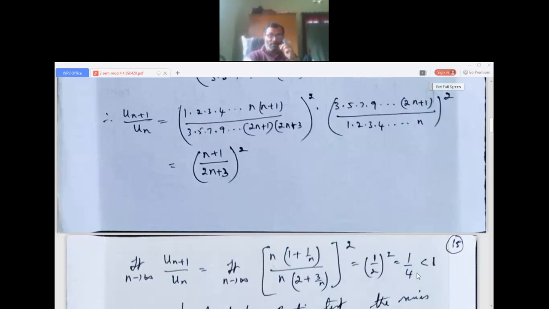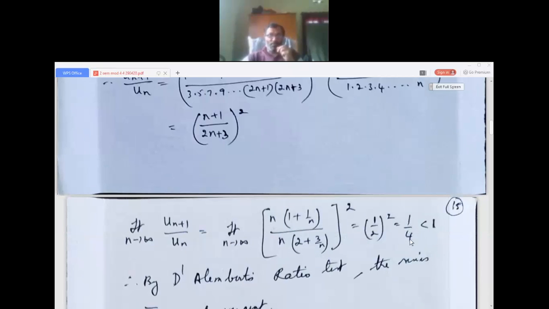You got it as 1 by 4, right? Now, to see whether the series converges or diverges, we have to see whether the limit n tends to infinity, un plus 1 by un is less than 1 or greater than 1 or equal to 1. Equal to 1 means we cannot test. Test fails. Now you can see clearly limit n tends to infinity, un plus 1 divided by un is 1 by 4, and 1 by 4 is always less than 1.